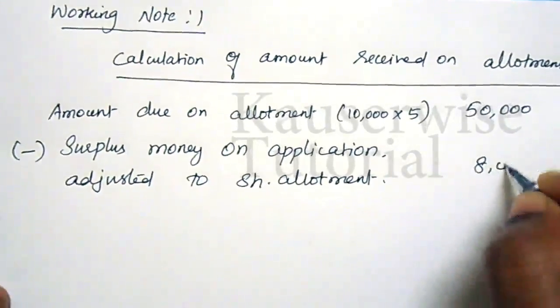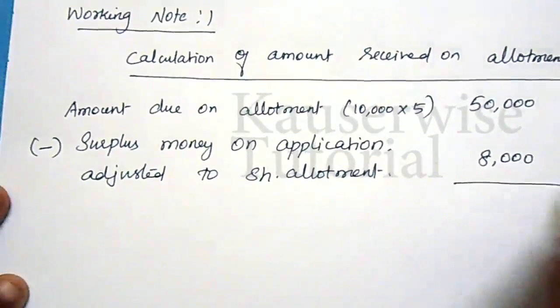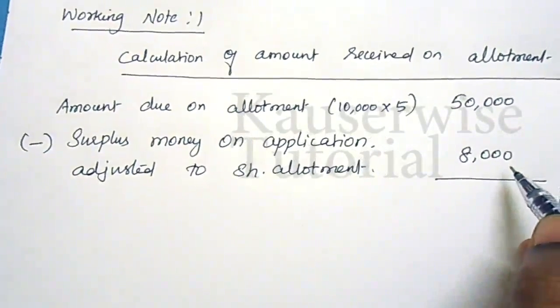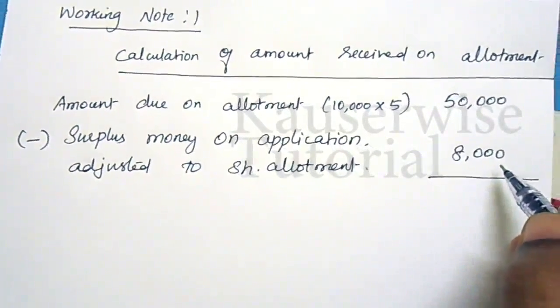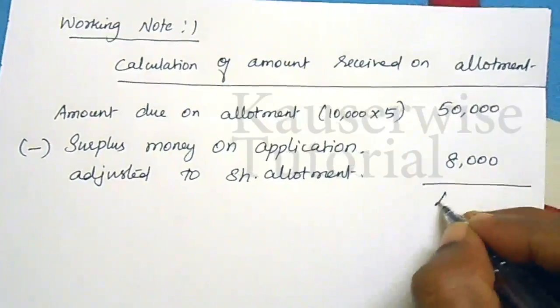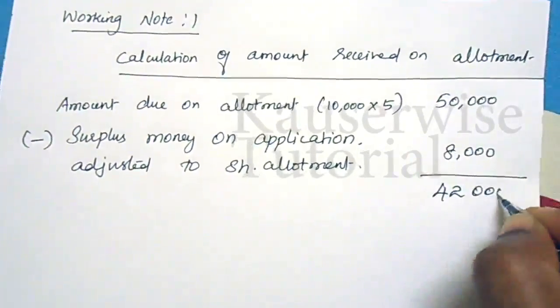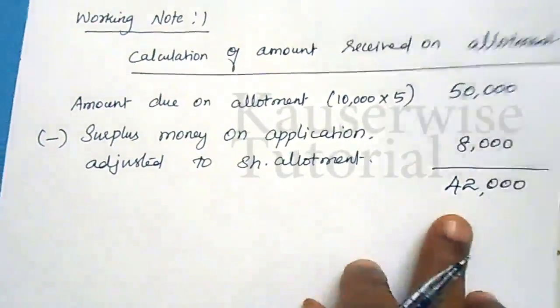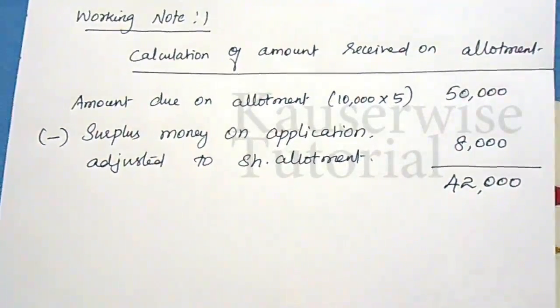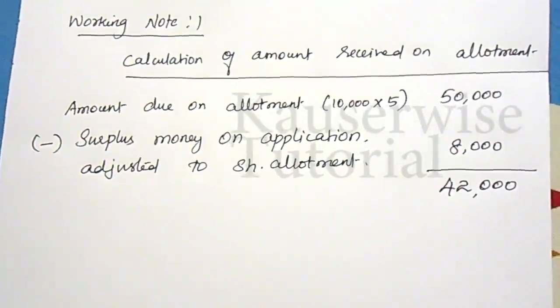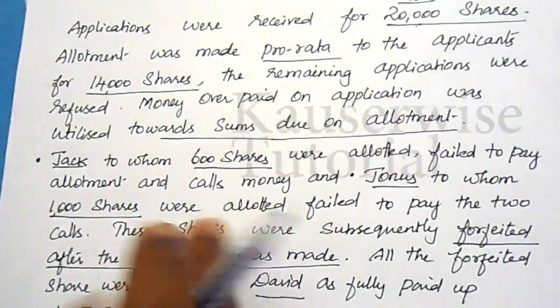How much? 8,000 rupees. So now subtract the excess amount which we have already received along with the application. So how much amount is balance? 42,000 rupees. So we are supposed to receive only 42,000 from the shareholder on allotment money. But now see the adjustment.